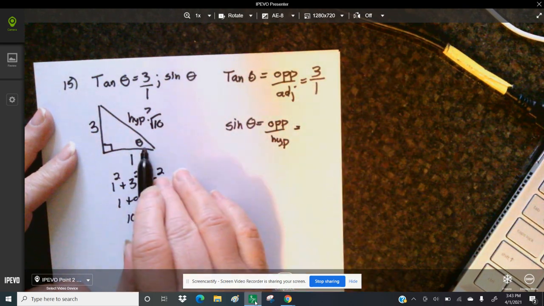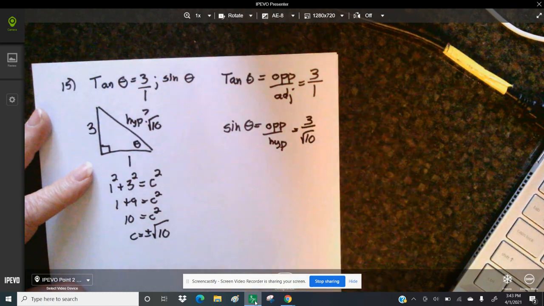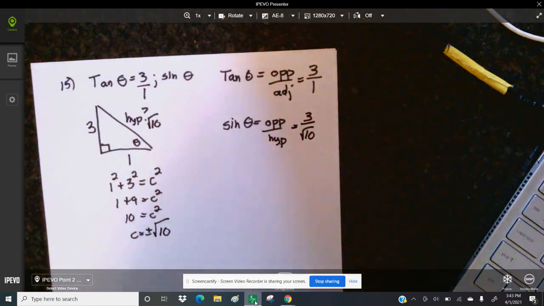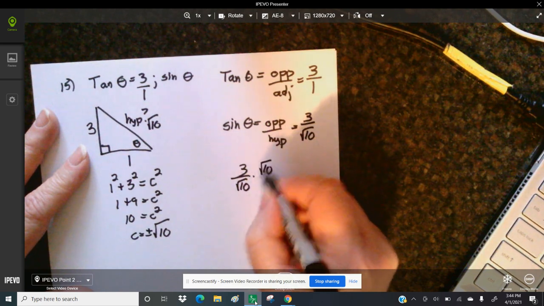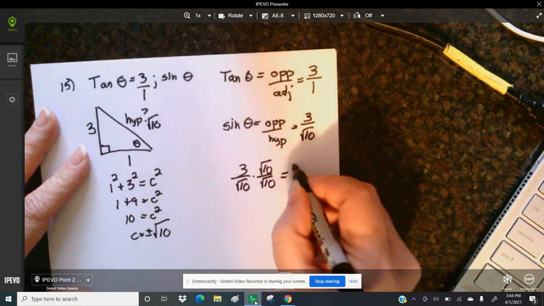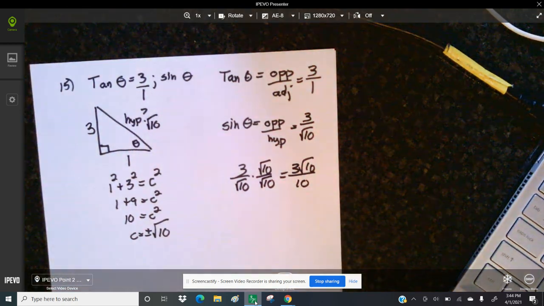Therefore, the sine of the angle would be the opposite over the hypotenuse. But of course, I'm not going to leave a radical in the denominator. So I'm going to rationalize this by multiplying by the square root of 10 over the square root of 10. And now I know that the sine is going to be 3 square root of 10 over 10.